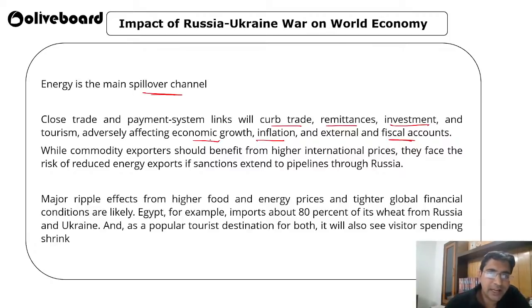While commodity exporters should benefit from higher international prices, those who are exporting commodities, since prices are rising in the international market, the exporters are earning a huge amount of money, but they face the risk of reduced energy export if sanctions are extended to pipelines through Russia.